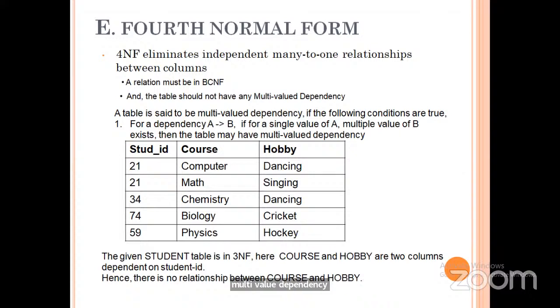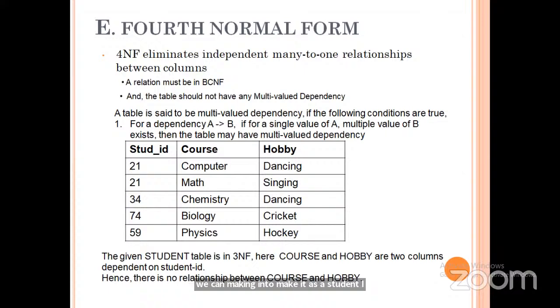So here the given student table is in 3NF. Course and hobby are two columns, along with student ID, and there is no relation between course and hobby, which makes this table difficult to identify. If we decompose into course and hobby, is it a meaningful table? Is it a valid table? No, there is no relationship between course and hobby. Here we can make it as student ID and course, and student ID and hobby.